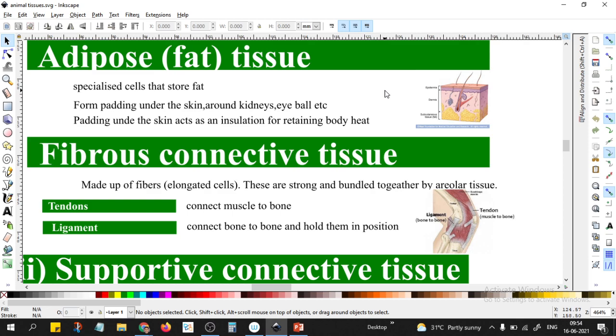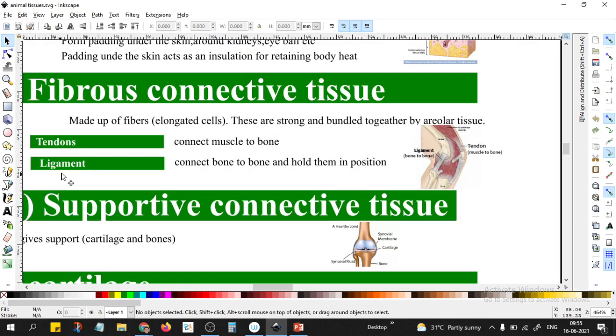Next is the fibrous connective tissue. Now the fibrous connective tissue, as the name suggests, is fibrous, something like fibers will be there. There are two types. One is the tendons, and the other is the ligaments. These are made up of fibers which are elongated cells. They are strong and they are bundled together by the areolar tissue.